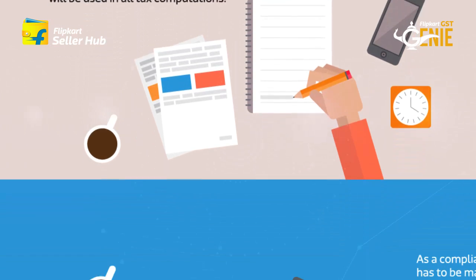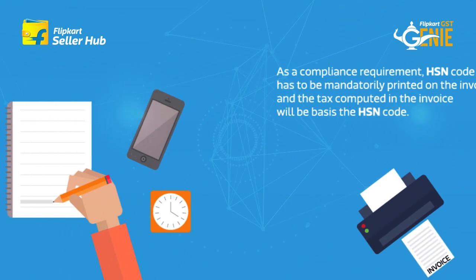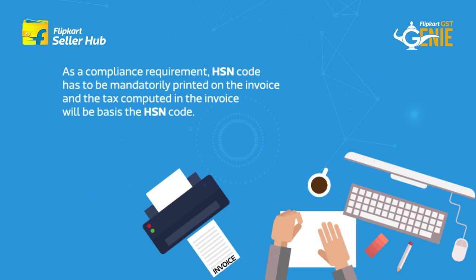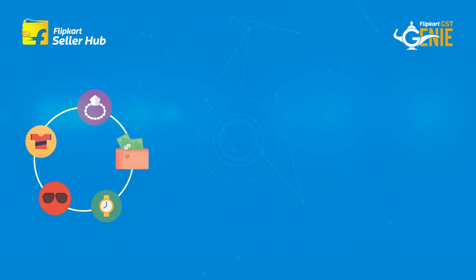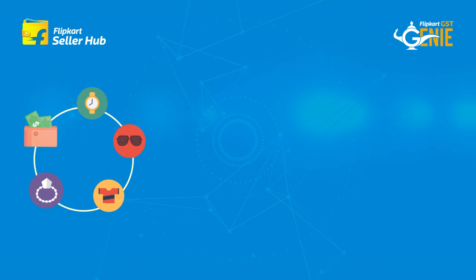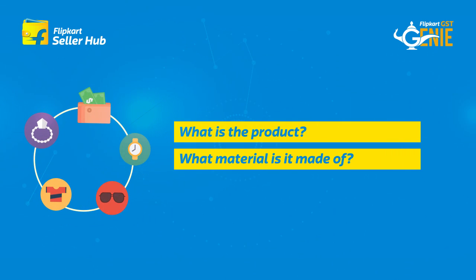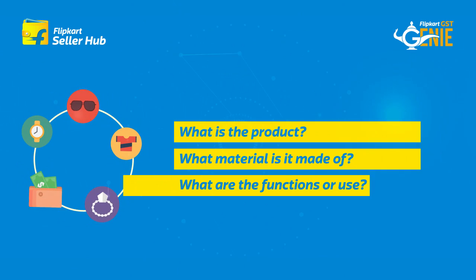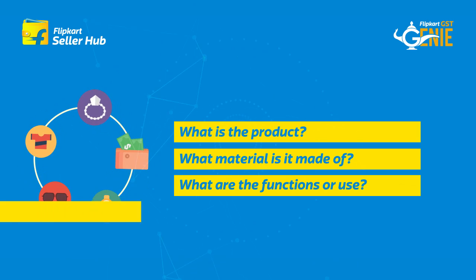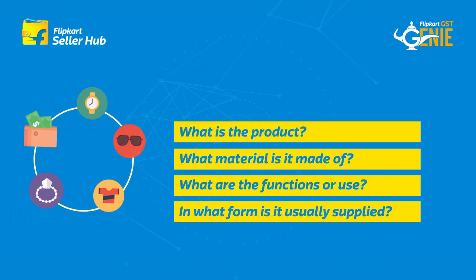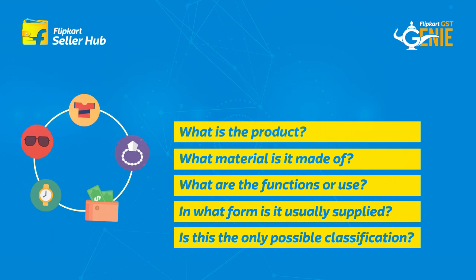As a compliance requirement, the HSN code has to be mandatorily printed on the invoice, and the tax computed in the invoice will be based on the HSN code. The HSN code is determined by attributes of products like what the product is, what material it is made of, what its functions or use are, in what form it is usually supplied, and whether this is the only possible classification.